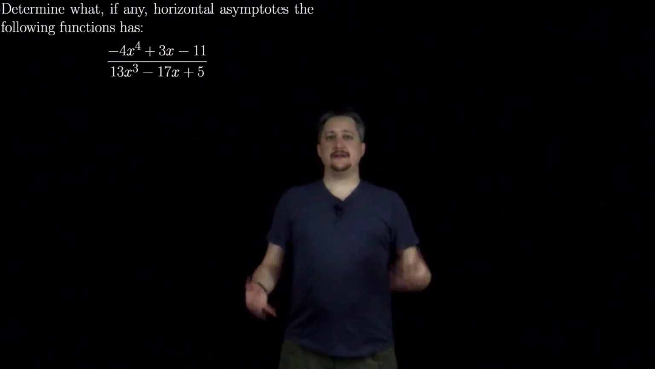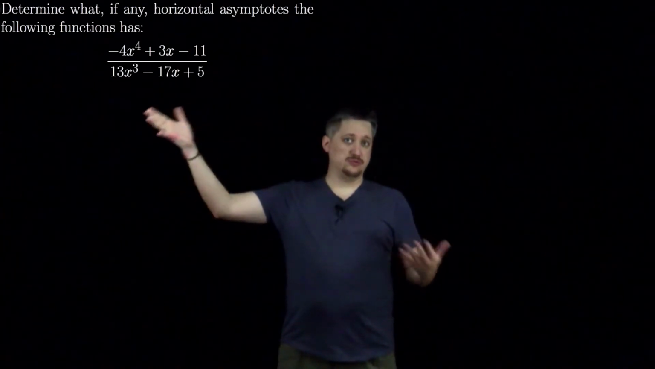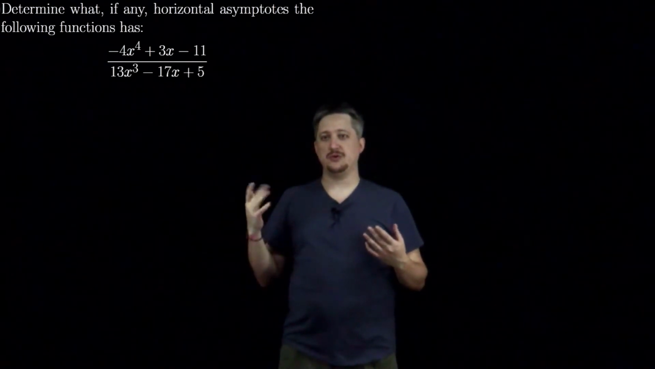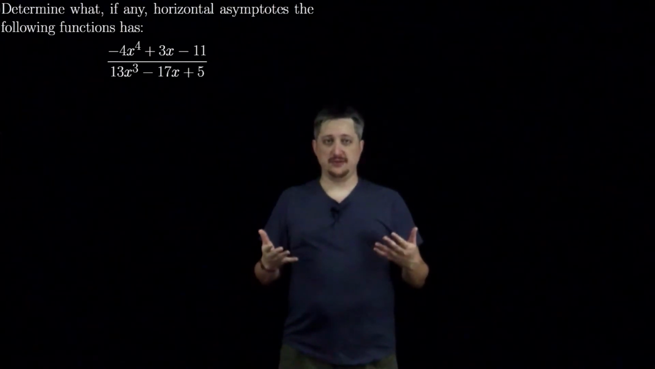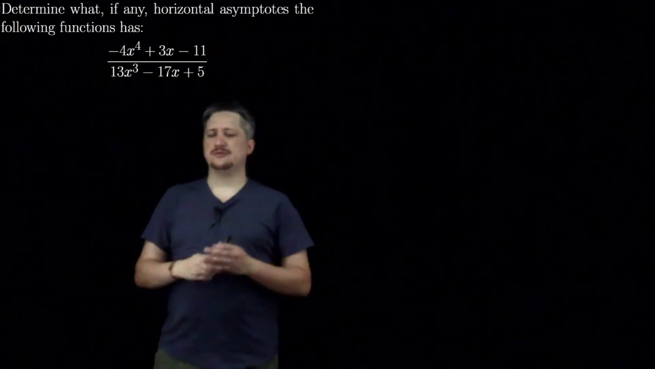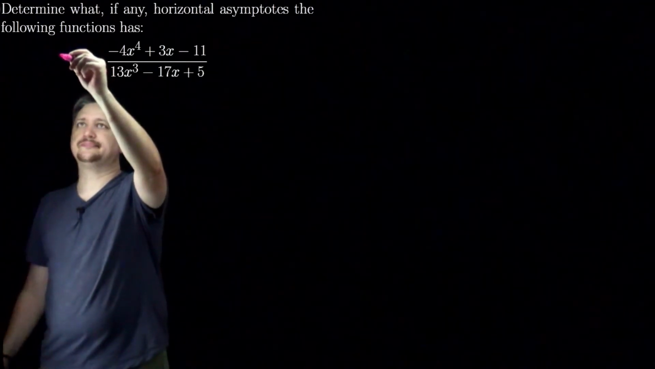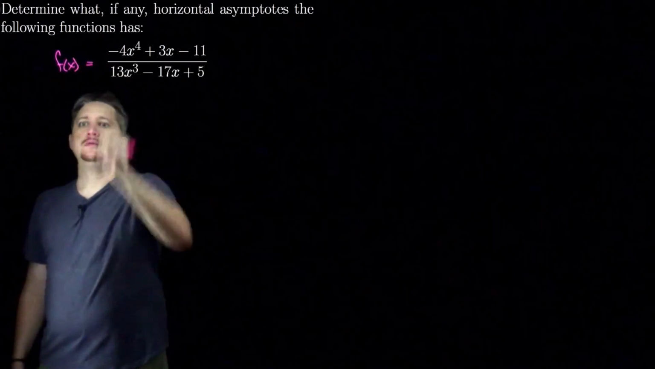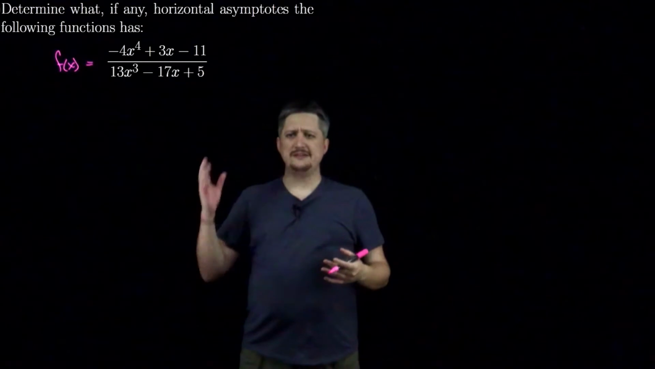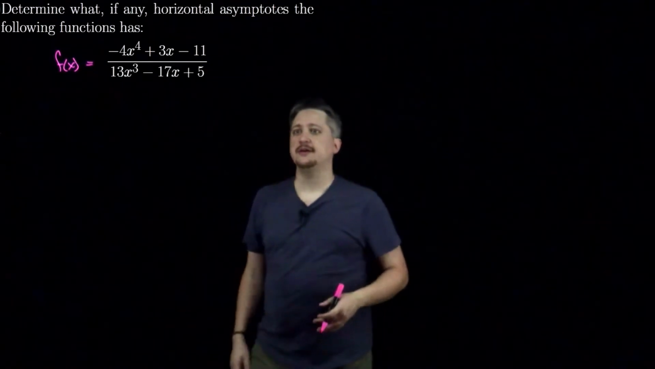Hello. So in this particular video, we're going to be checking for horizontal asymptotes. So we're given this expression and we want to know, what horizontal asymptotes, if any, does that thing have? As an easy thing to start with, I'm going to give this thing a name. So let's call it f of x. This is a good thing to keep in mind when you're working out a problem. If the thing doesn't have a name, you can feel free to give it one and use that in your work as a shorthand.